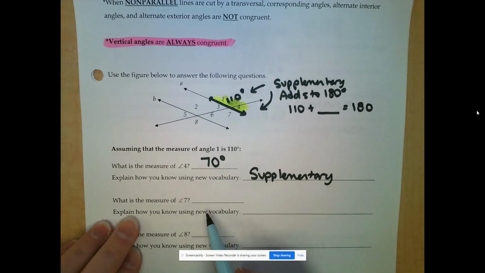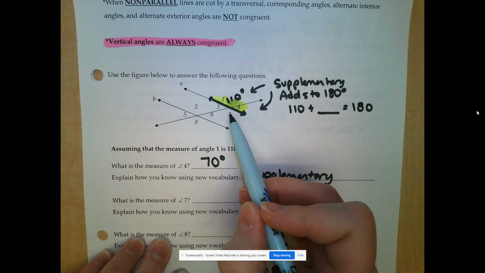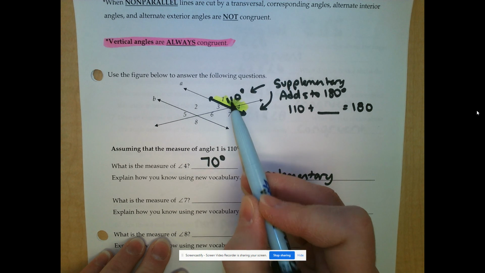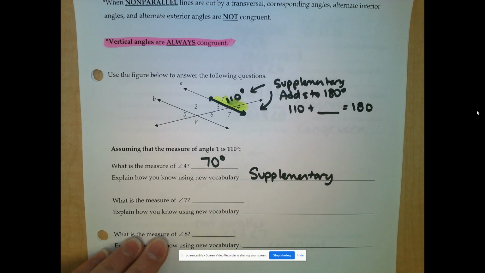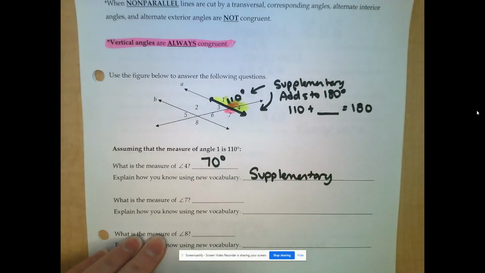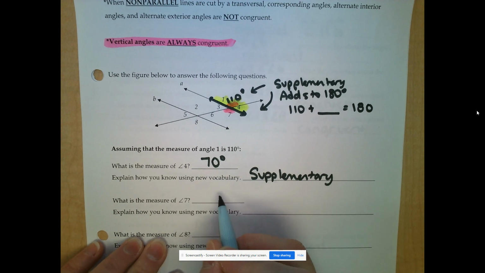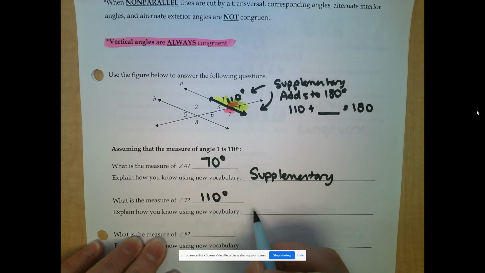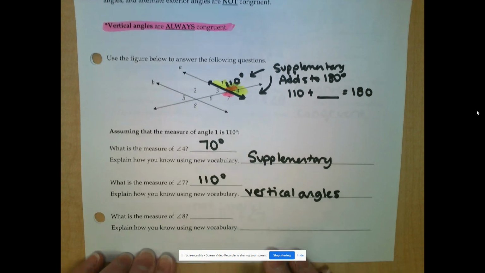How about angle 7? What's the measure of angle 7? Explain how you know using new vocabulary. Well, angle 7 down here, if you'll notice, it's opposite angle 1 that's right above it. So you might go with vertical angles on this one. This would be kind of nice, right? Angle 1 up here, angle 7 down here. They open in opposite directions. And if they are vertical angles, one opening up, one opening down, they would be the same measure. So it would also be 110 degrees because they are vertical angles. Vertical angles are great. They are probably the one that I use most often.